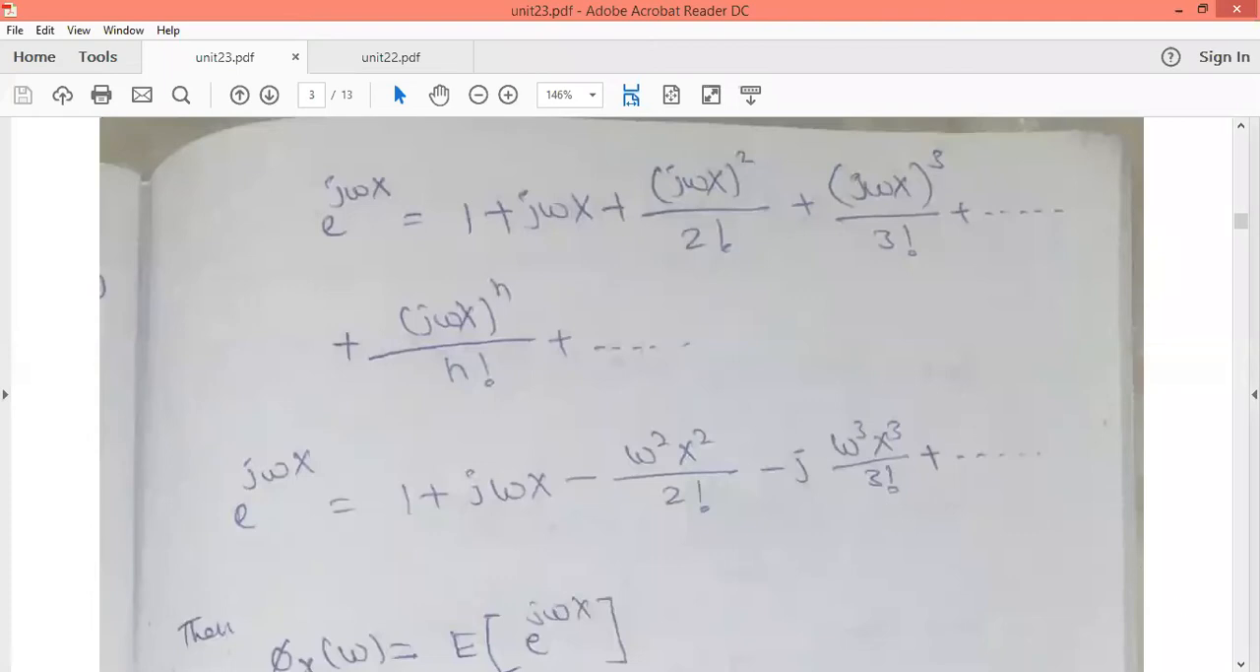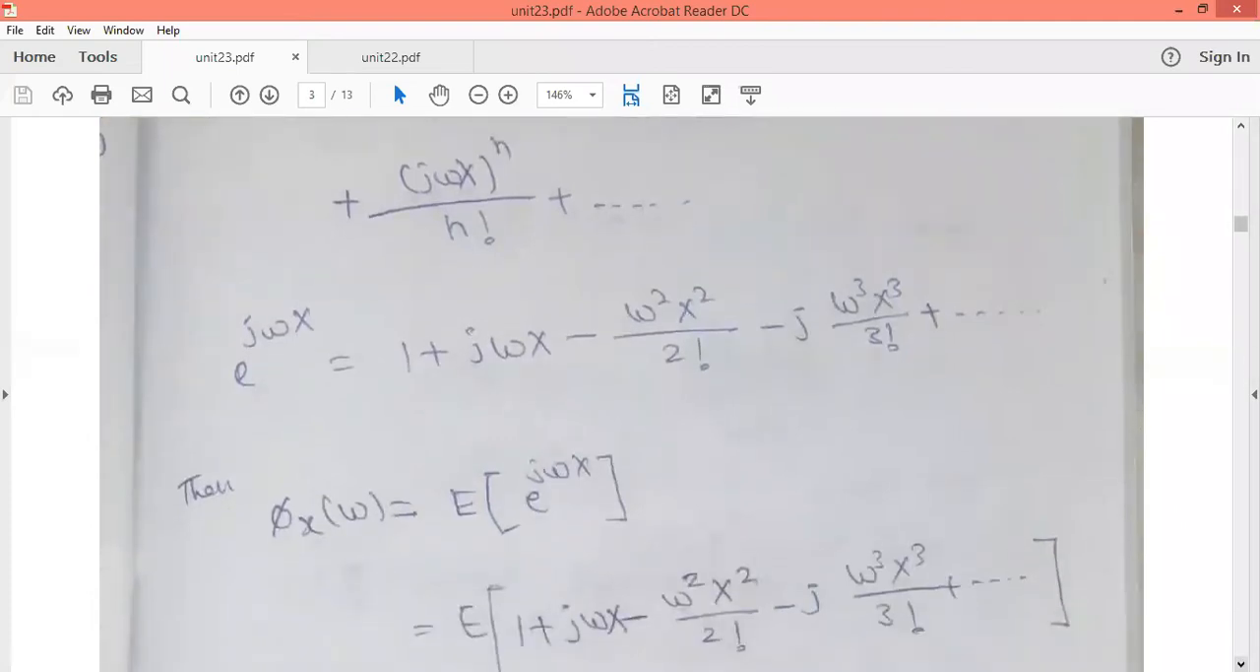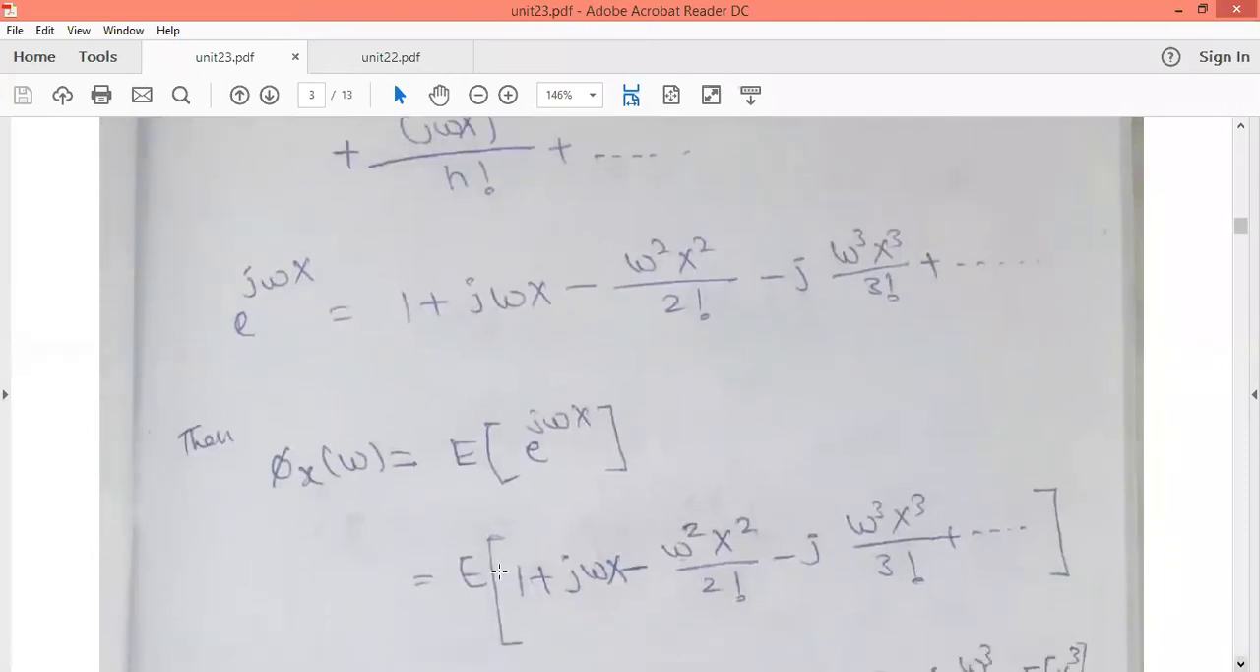Now, what is the characteristic function? The characteristic function is the expected value of e power j omega x, yes or no? Now we substitute e power j omega x here. It is 1 plus j omega x, minus omega square x square by 2 factorial, minus j omega cube x cube by 3 factorial, plus so on. We substitute the series expansion we got for e power j omega x.